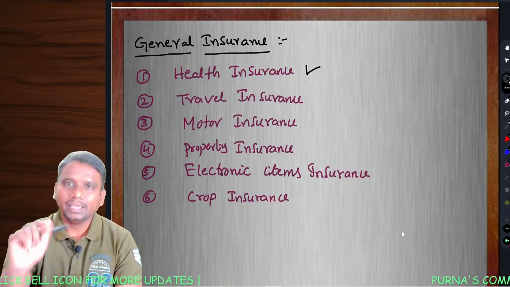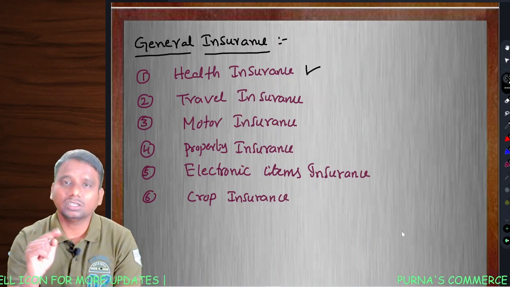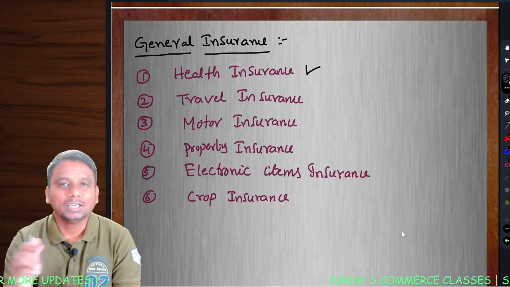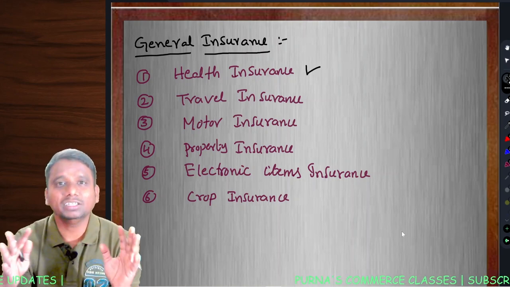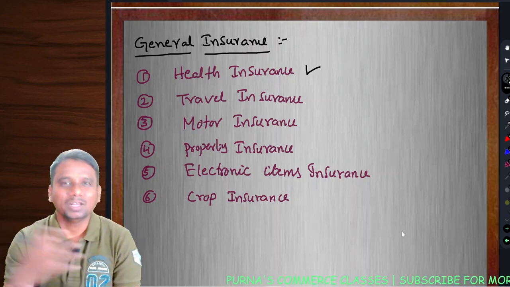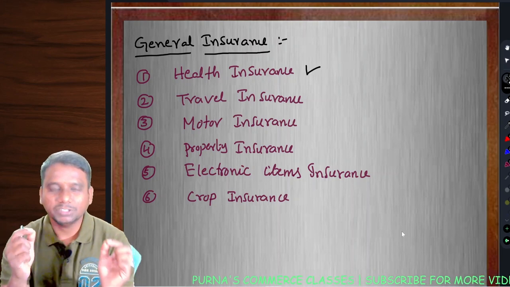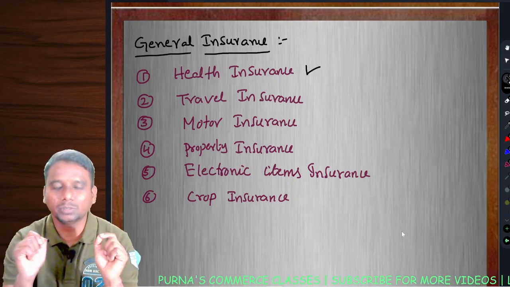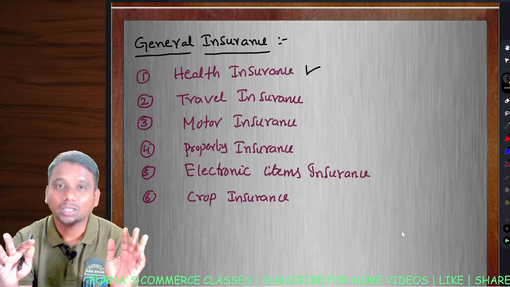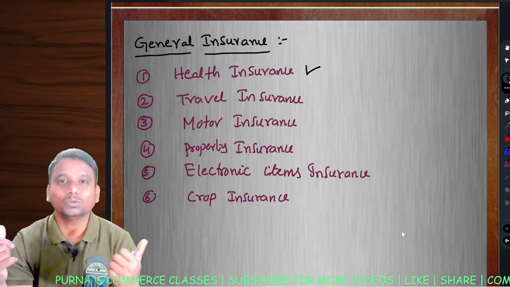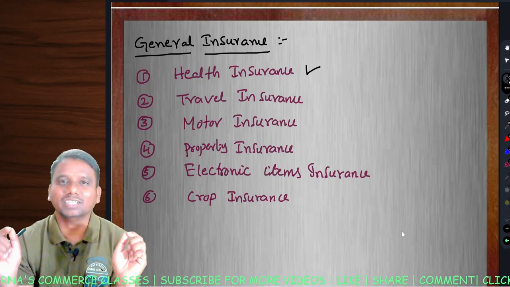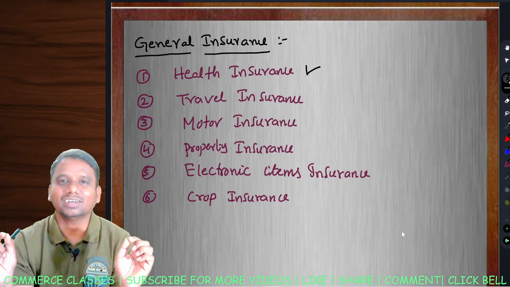Now, you can take this health insurance policy either on the total health of the human being, or on individual parts. Nowadays, insurance companies provide insurance for different parts of your body also. Heart is an asset for a human being, so you can take insurance on your heart, on your brain, on your liver, kidneys, whatnot. Nowadays, everything can be covered under insurance.